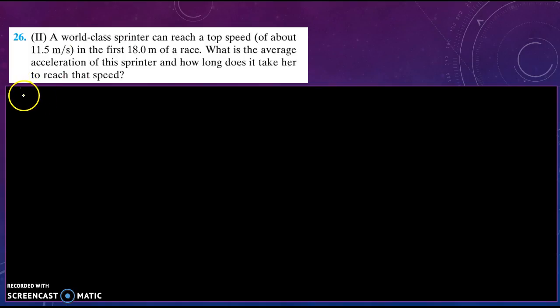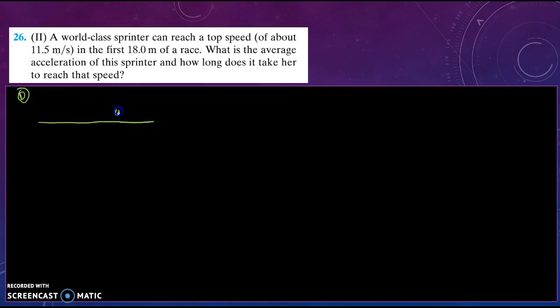So you can see the problem above. It's a world-class sprinter. I thought, hey, the Olympics, right? It's kind of apropos. The first thing that you want to do is make a diagram. So we'll call that D. And in this diagram, just do your best. No one expects you to be an art major here, right? But just do your best to represent what's going on here.